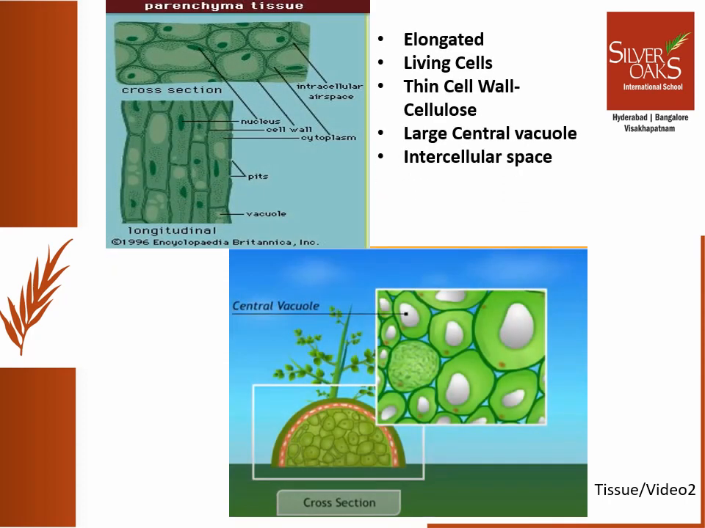The parenchyma tissues are elongated in shape. These are living cells and their cell wall is made up of cellulose. They have a very thin cell wall. As you can see in the diagram, they consist of a large central vacuole. And since they are loosely packed, there is a lot of intercellular space in between them. The main role of these tissues is to provide support to the plant and also store the food.